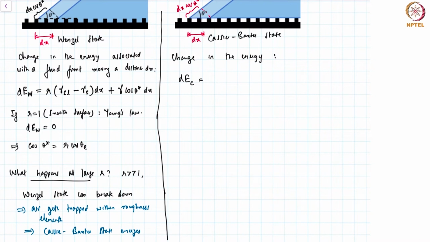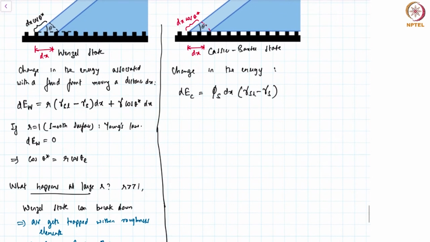Now we have the islands here, so phi s dx is the effective area of only the islands. So that's basically the gamma SL minus gamma S. But between the islands, we also have air pockets where we have an interface between the air and the liquid. Therefore, we also have to take into account that there is an area fraction of the air pockets with an area of (1 minus phi s) dx times the respective surface energy, which is gamma, and finally the contribution from the interface.